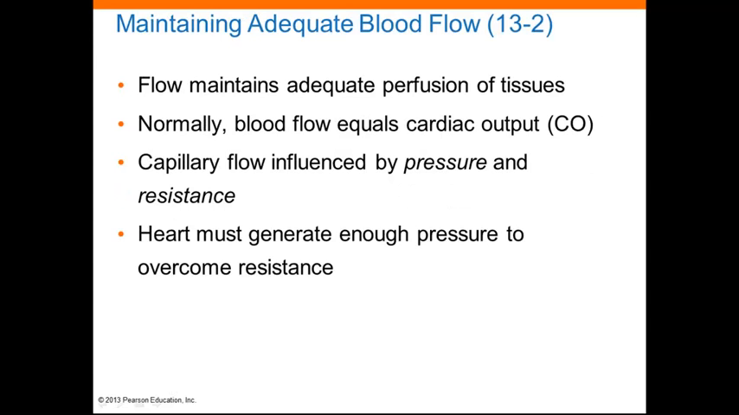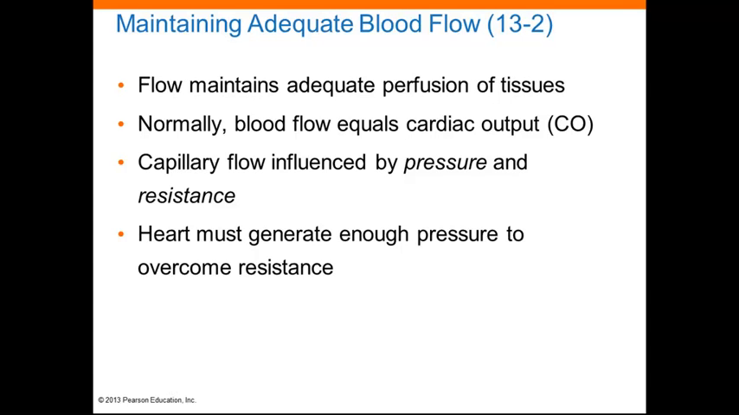The purpose of the cardiovascular system is to provide all the tissues of your body with fresh oxygen and nutrients. The only way to do that is by a constant flow of blood. Normally, blood flow is equal to cardiac output, meaning that an increased cardiac output leads to an increased flow through capillaries, and decreased cardiac output leads to reduced flow.